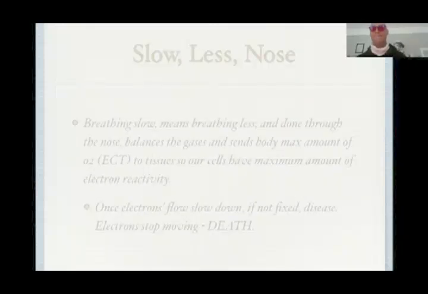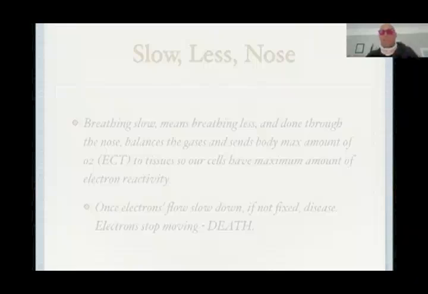Slow, less, nose. Breathing slowly means breathing less, and done through the nose balances the gases and sends your body the max amount of oxygen. And the electrons can go through the electron transport chain to reduce that oxygen to the tissues, so our cells have the maximum amount of electron reactivity.